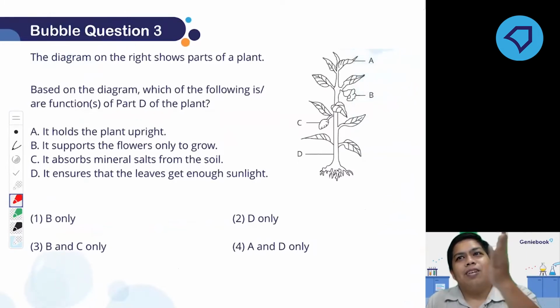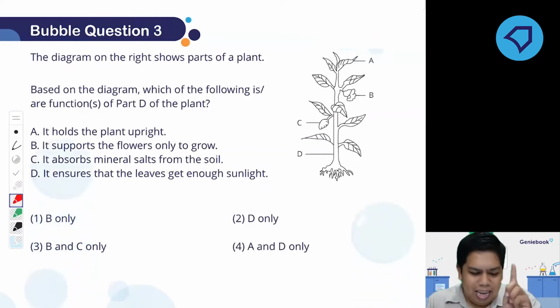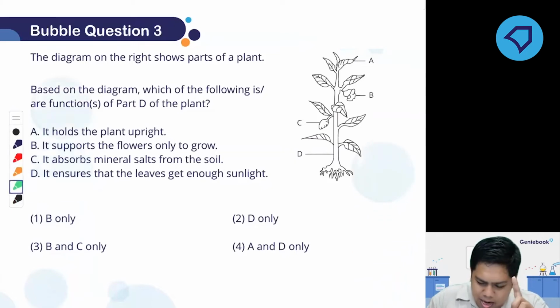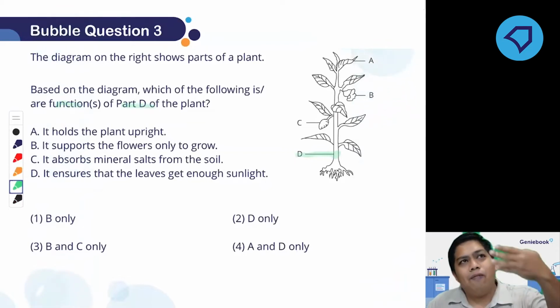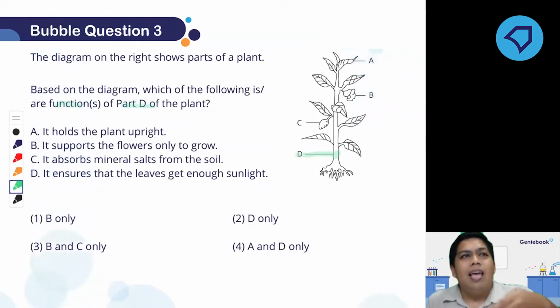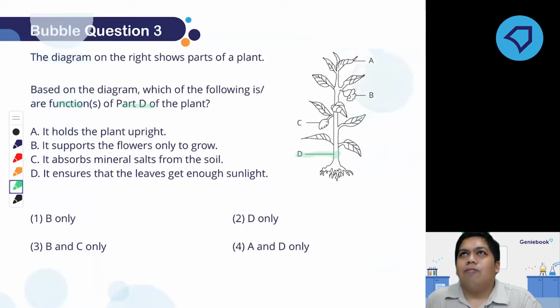So the diagram on the right shows parts of a plant. Based on the diagram, which of the following are functions of part D? Okay, part D. So take note, part D is pointing to this part here. We want the functions. So read the 4 statements carefully, and then after that, select the correct answer. Is it B only, D only, B and C only, or A and D only? So I will start the timer in 3, 2, 1, go.